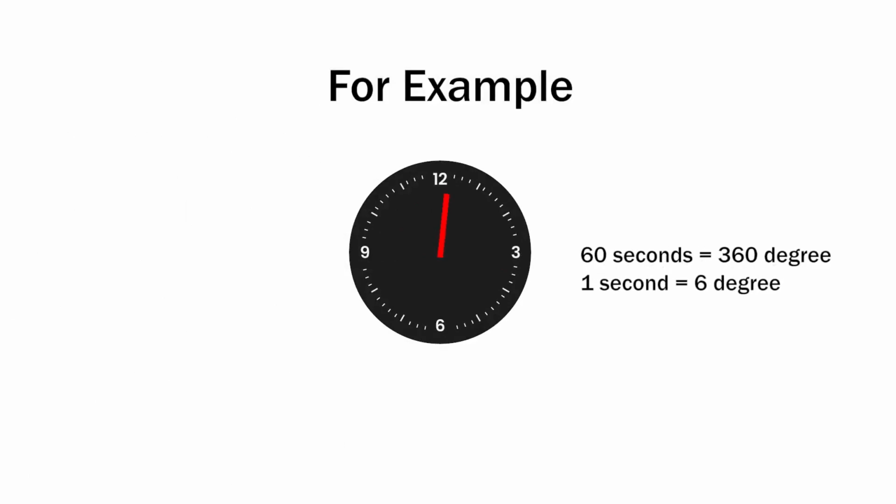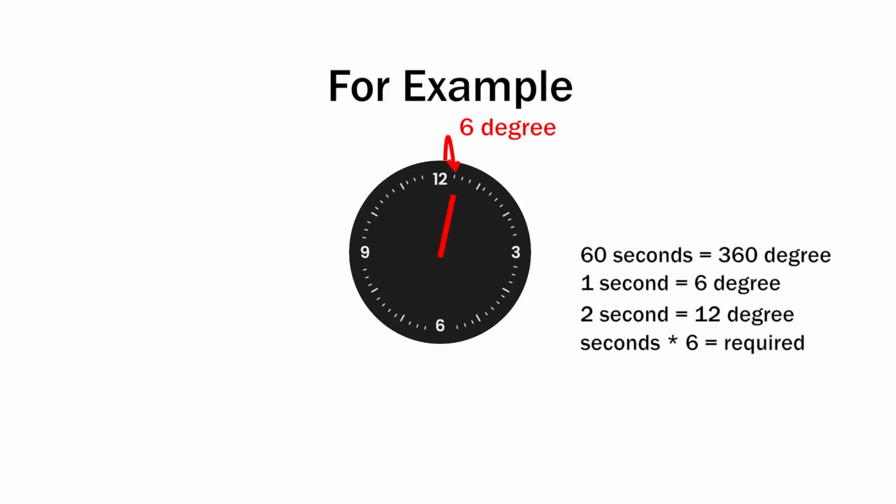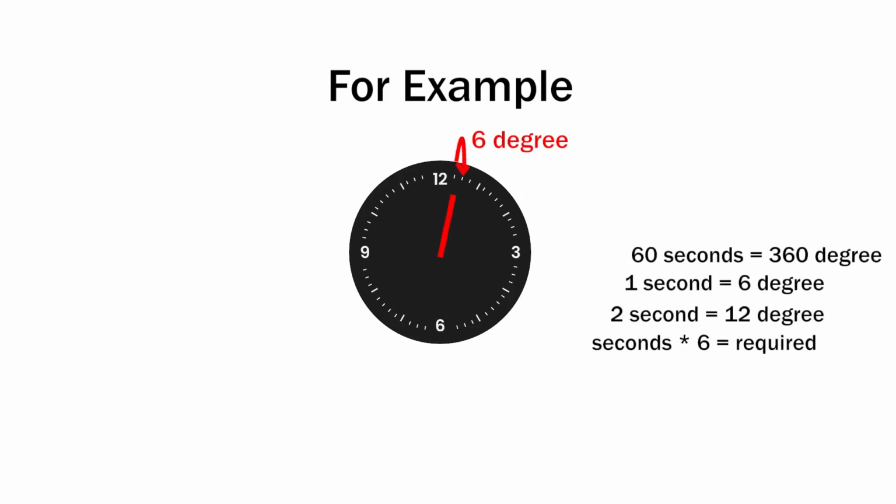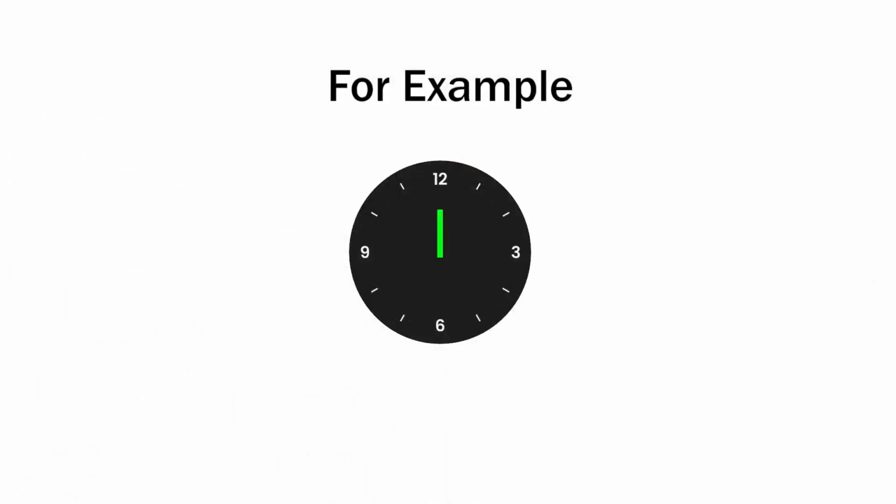If it rotates 1 second, it will make a 6-degree angle. If it rotates 2 seconds, it will make a 12-degree angle. Multiplying seconds with 6 degrees will give us the required value, because every small line which indicates a second is placed 6 degrees from each other. Now we will use the same method for minutes, but first we'll see how the hour stick works.